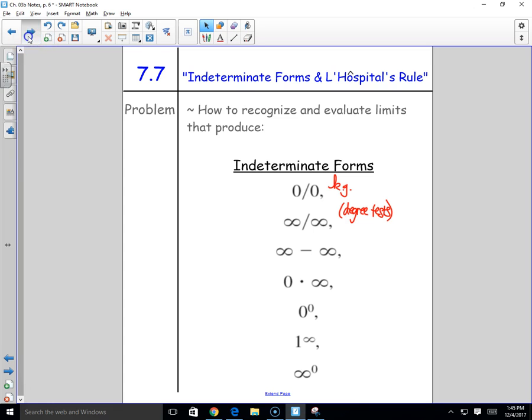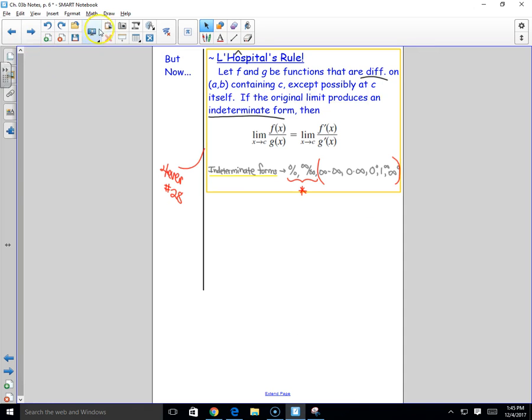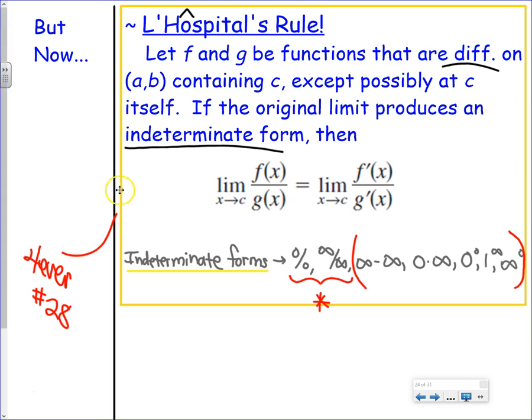Can I get to the forever card real quick? Just to remind us to review. When do you use L'Hopital? When there's f(x) over g(x). If you can get it to f(x) over g(x), and if it has an indeterminate form when plugging in.